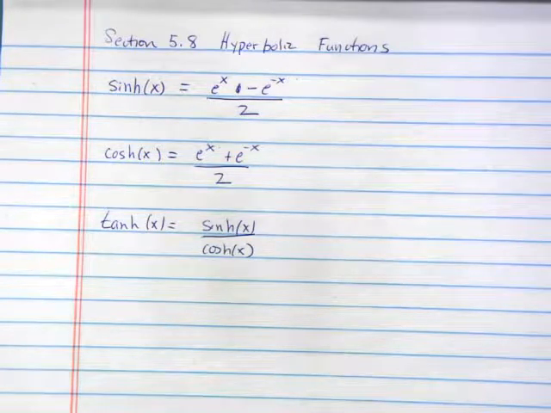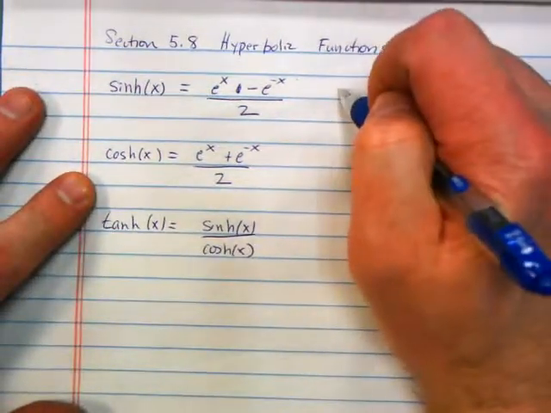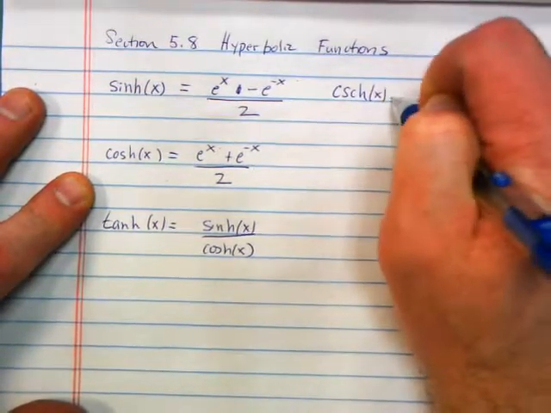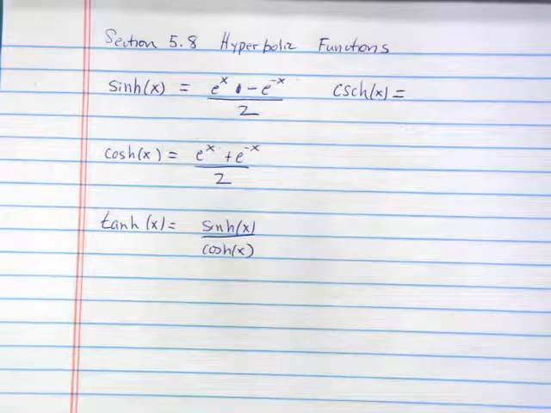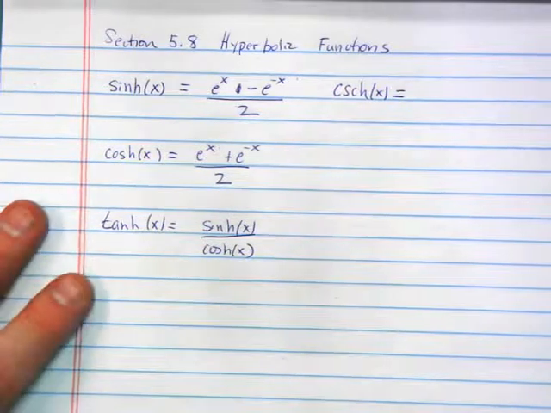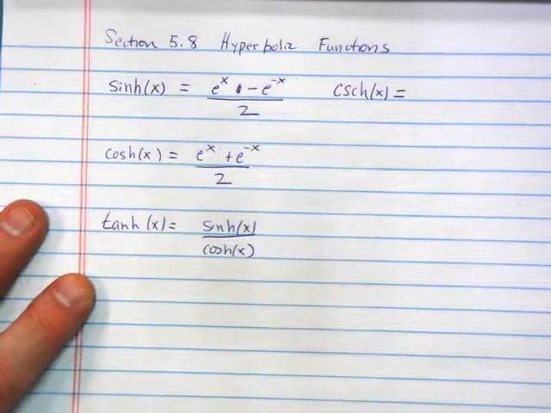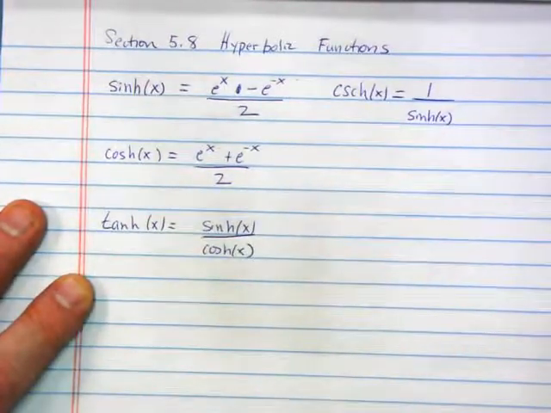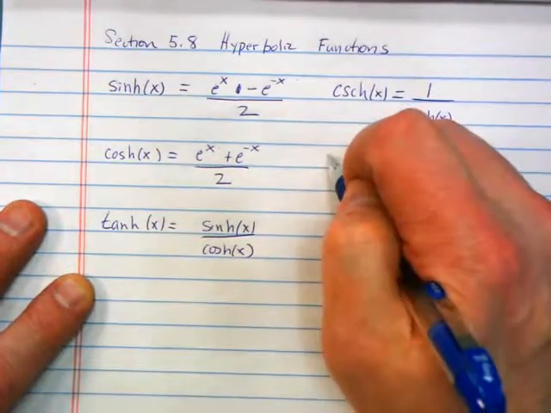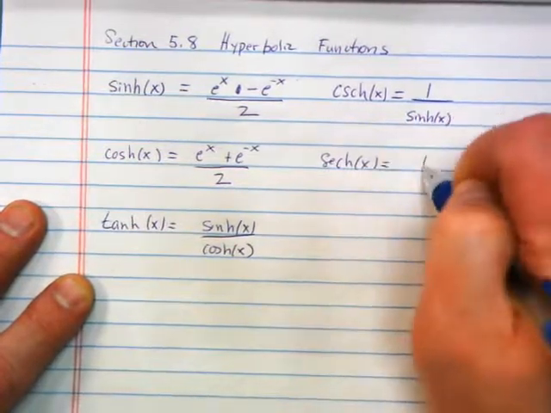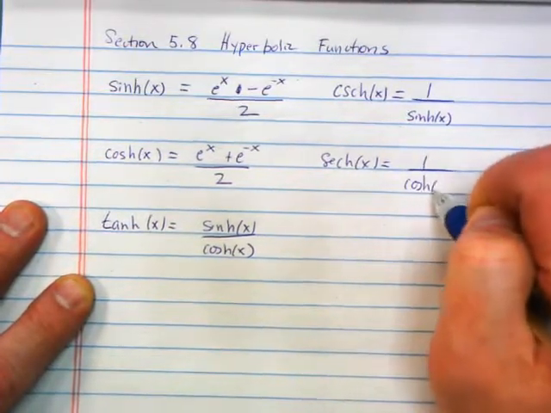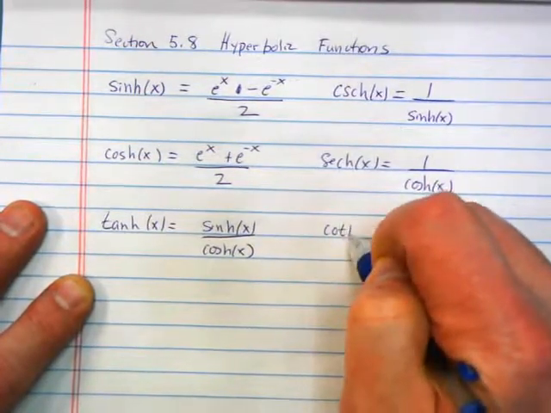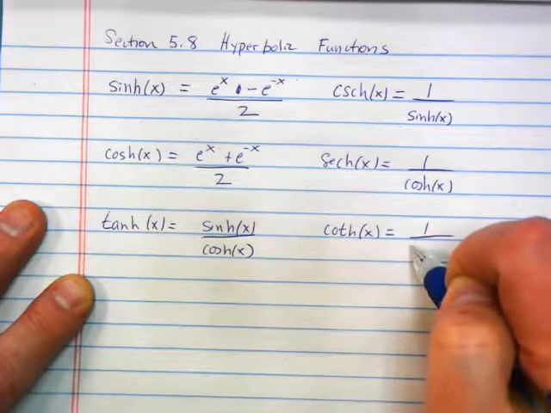And you also have everything else. So for example, that one's called hyperbolic cosecant, and it's defined as 1 over hyperbolic sine. Hyperbolic secant is 1 over hyperbolic cosine. And hyperbolic cotangent is 1 over hyperbolic tangent.